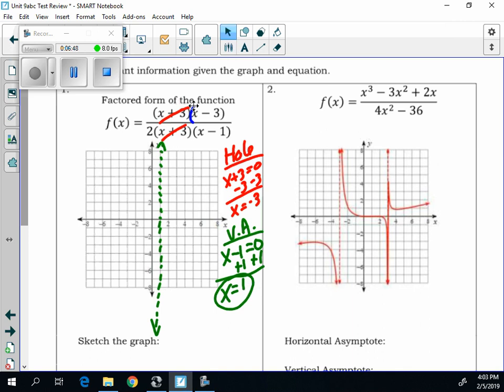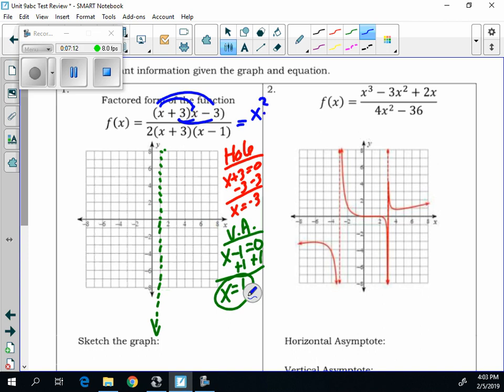And now we have to look at horizontal asymptotes. Unfortunately, this graph is already simplified. There's no polynomial form. It's all in factored form. So we need to multiply it back out. So this is distributing, double distribution. Just to cut time short, the numerator is going to be x squared minus 9. In the denominator, it's going to be multiplying 2 times x plus 3 times x minus 1. You're going to get 2x squared plus 4x minus 6. So that's multiplying it all out.